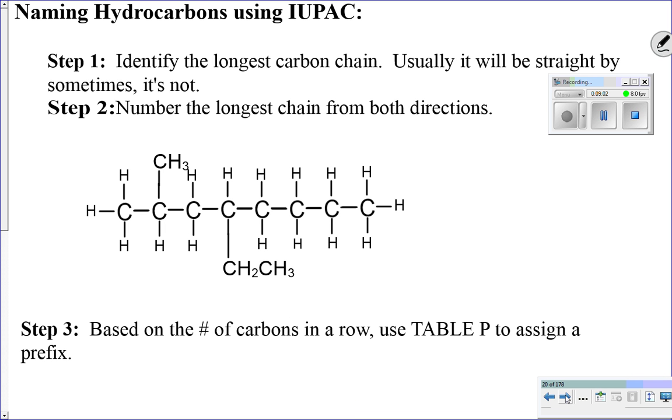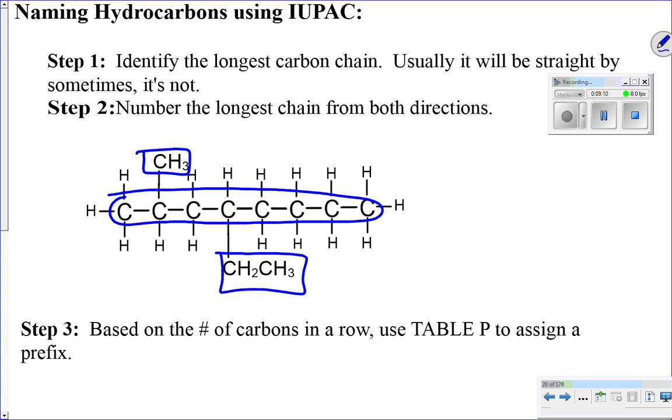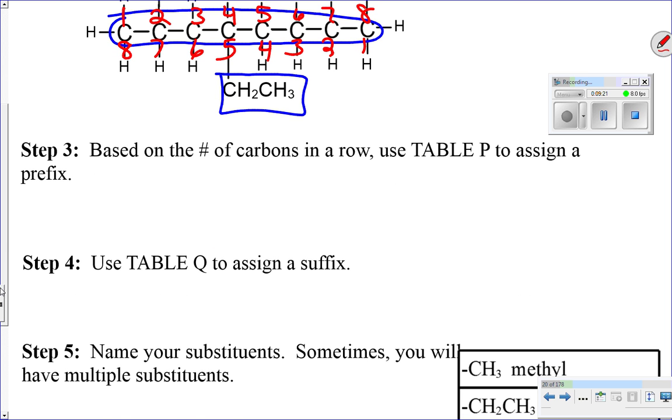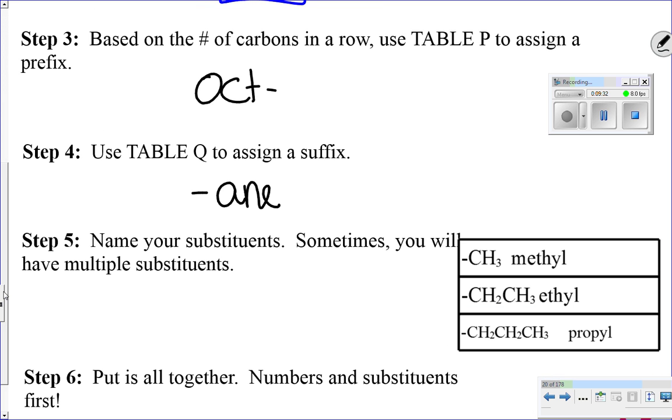I can also have another type of substituent with more carbons in it. I identify my longest chain here. I have 2 substituents. 1, 2, 3, 4, 5, 6, 7, 8, or 1, 2, 3, 4, 5, 6, 7, 8. My prefix will be oct. All single bonds gives me an ane ending. One of my substituents has 1 carbon, so it's called a methyl. My other substituent has 2 carbons, so it's called an ethyl.